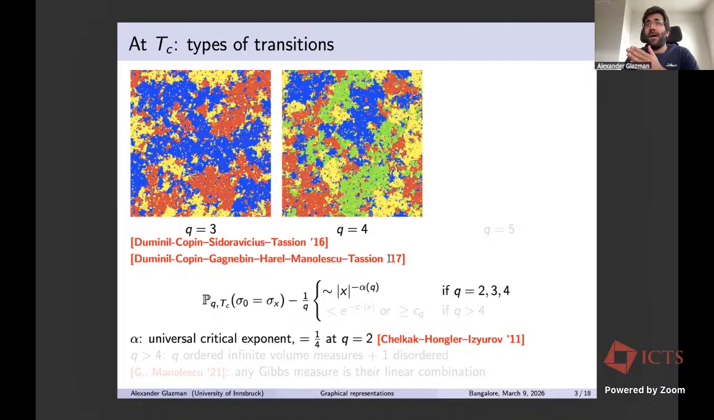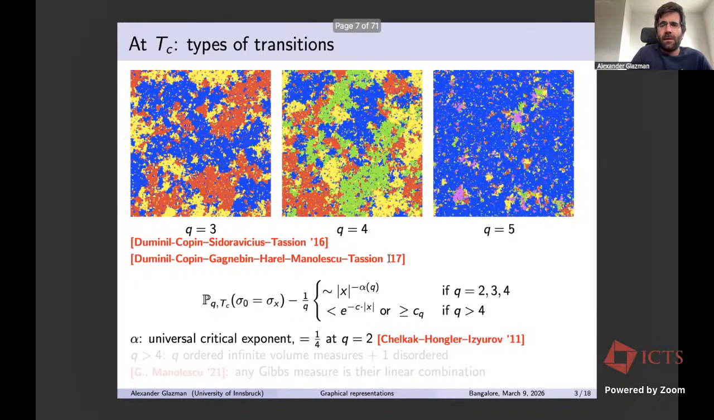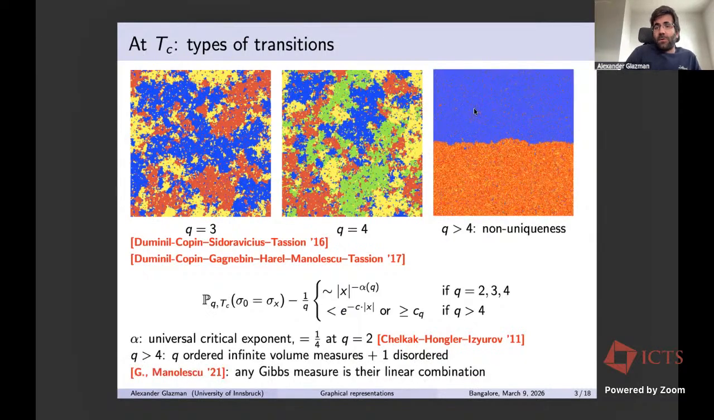Now, if you go to q equals 5 and above, the behavior is quite different. You either have exponential decay of correlations or you have order, meaning that you have coexistence of several phases. What you see on this picture on the right is that there's no uniqueness. If you put blue boundary conditions, you will have this ordered blue phase. If you have free conditions, then you have a chaotic free phase with exponential decay. Here I put them all together, and you have this coexistence and an interface between the two.